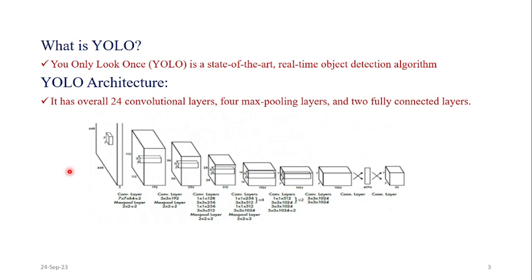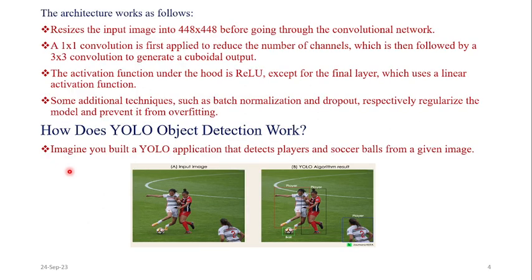YOLO is a family of deep learning models. It takes an image as input and uses a simple deep convolutional neural network to detect objects in the image. The architecture works like this. It divides the input image into an n by n grid. This is the input image, and after applying the YOLO algorithm, it predicts bounding boxes for the ball, the players, and so on. That is how object detection works.